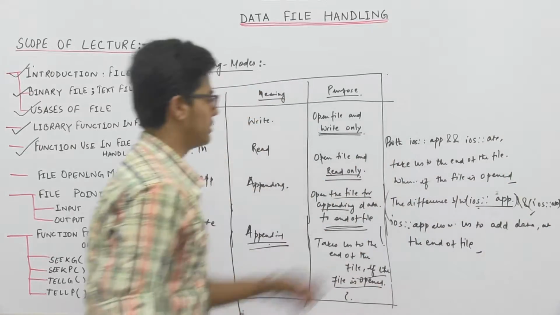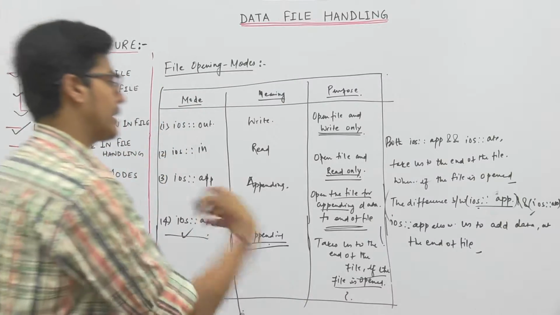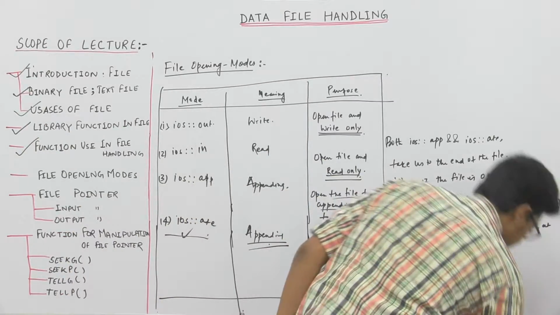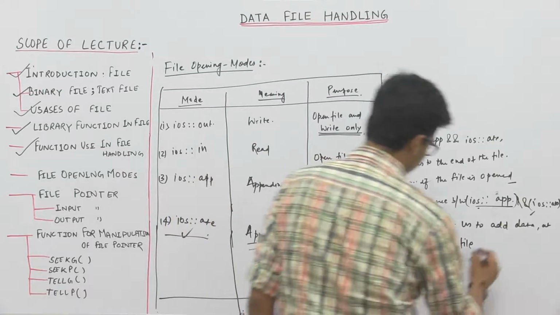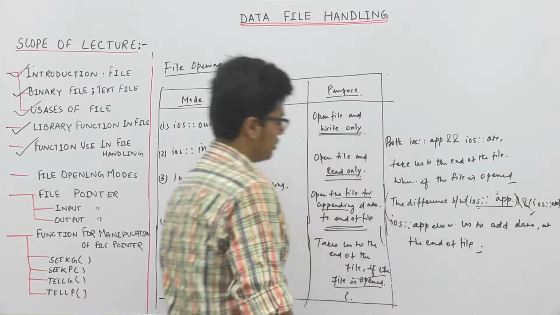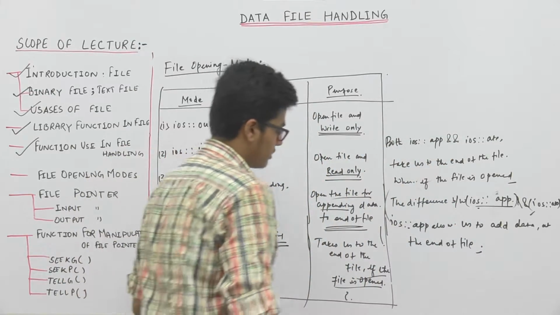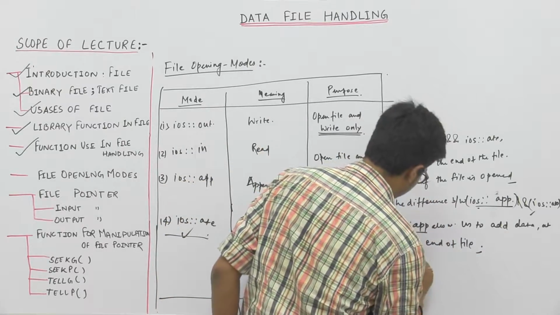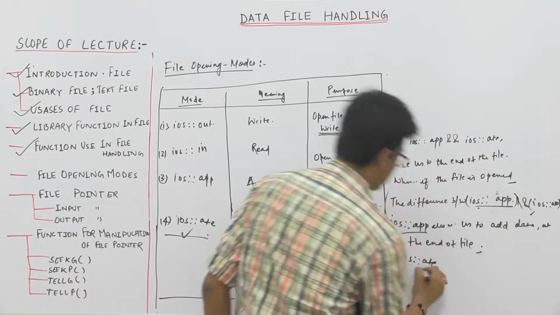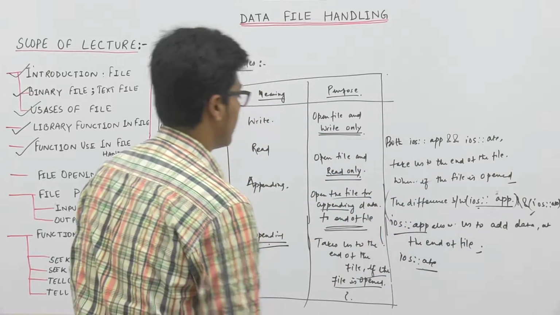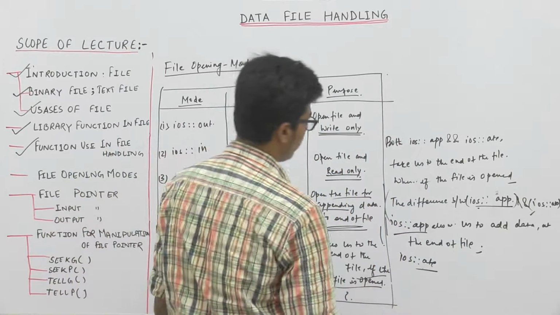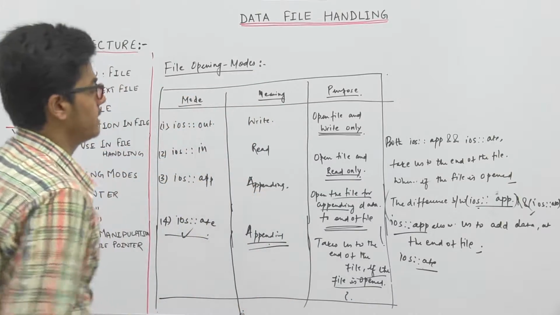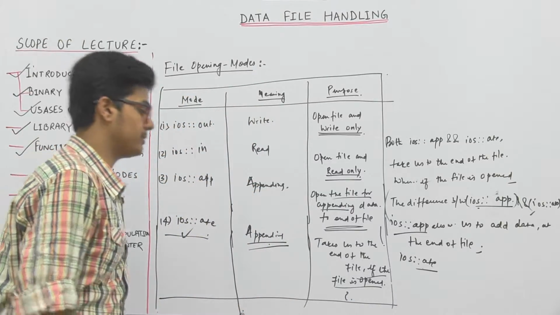Even at the time of ending, ios::app allows us to write some data, add some data inside the file. Whereas in the case of ios::ate, the only difference between these two: ios::app allows us to add data at the end of the file, and ios::ate is not allowed to add the data at the end of the file.